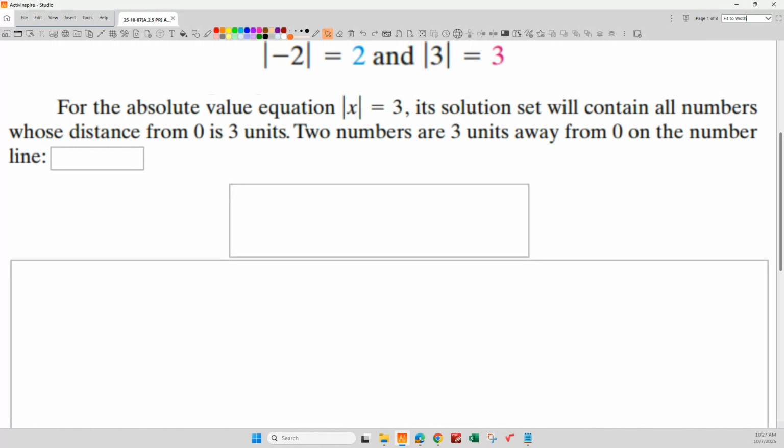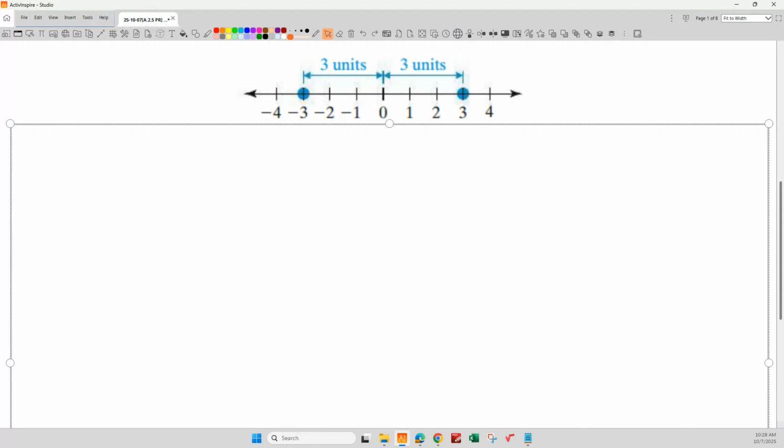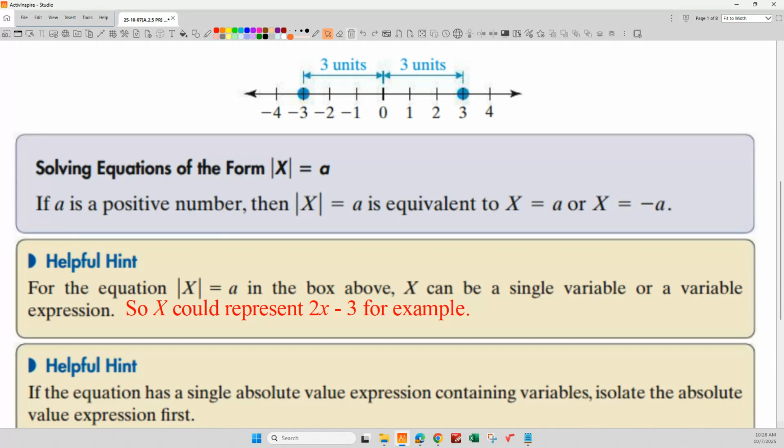What's one value that I could plug in for x that would make that a true equation? 3, couldn't I? Because the absolute value of 3 is 3. Now we're used to there being one solution, but this time there's 2. What's the other one? -3 would also work, wouldn't it? So we get 2 solutions, 3 or -3, because each of those is a distance of 3 from 0 on the number line. So this tells us that absolute value equations are different.